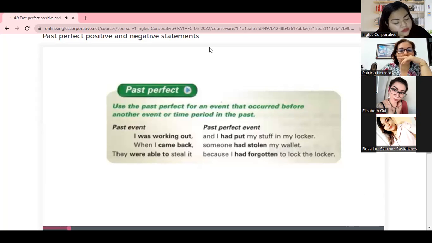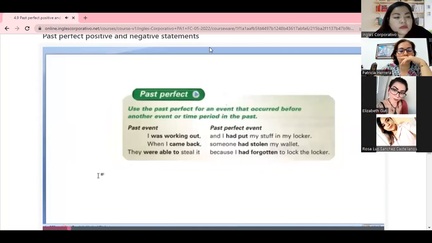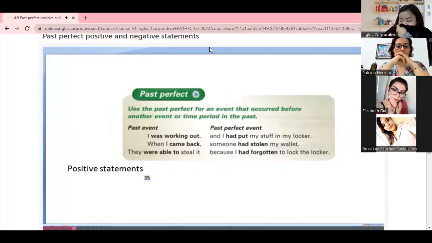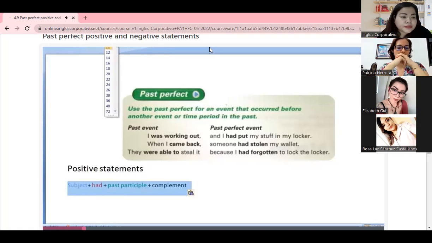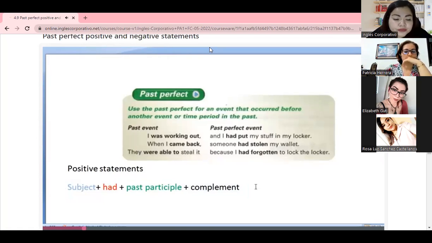Today, what we're going to do is learn about the structure. So let's get started. I would like to start by making positive statements. The first thing I would like to point out is just the structure, and then we'll see how that structure works. Let me make this a little bit bigger so that you can see clearly. In order to form the past perfect, we're going to have a subject, followed by an auxiliary. That happens to be had, as you can see there, colored in red. And then after that, we're going to include the past participle of the verb. And then finally, we will have a complement to that sentence.